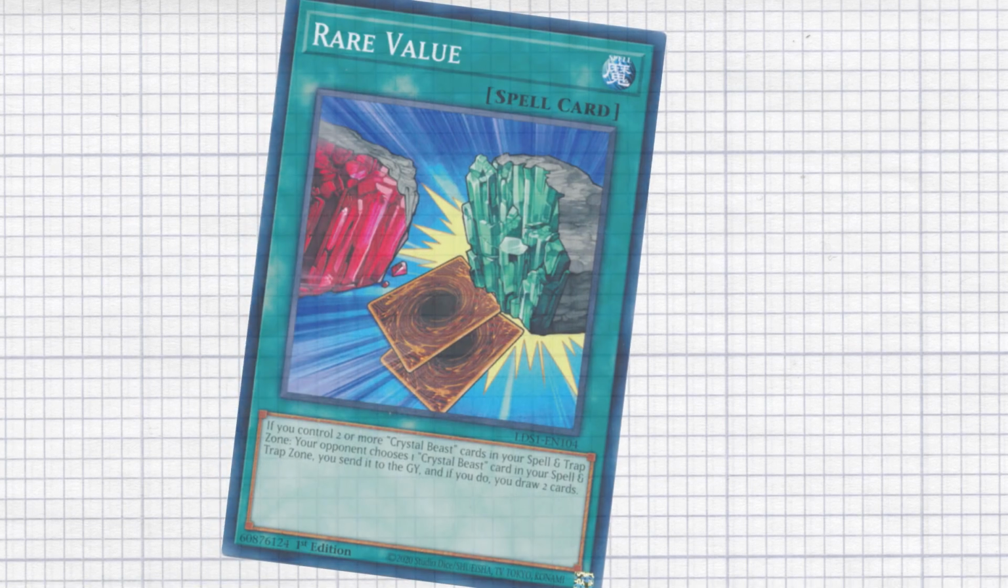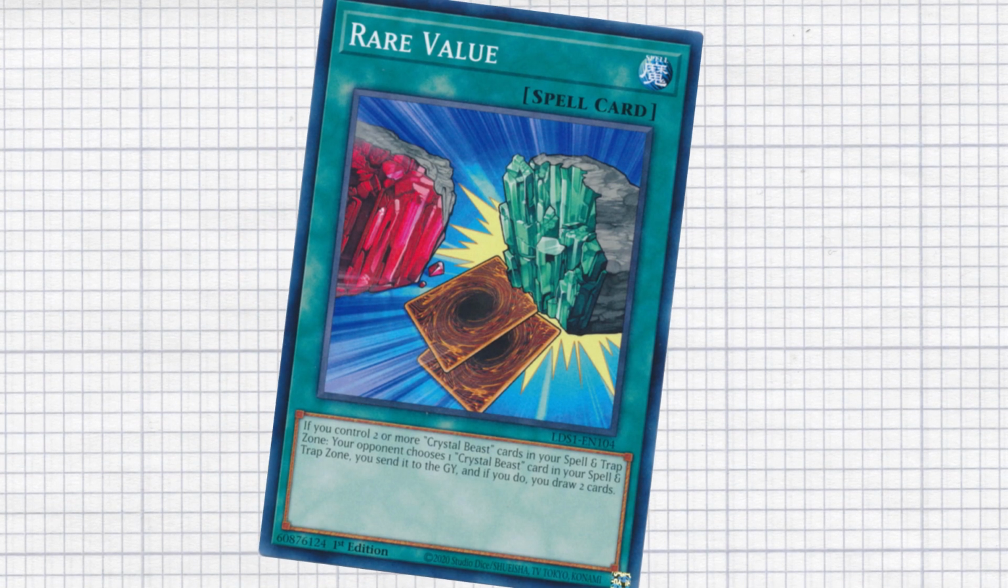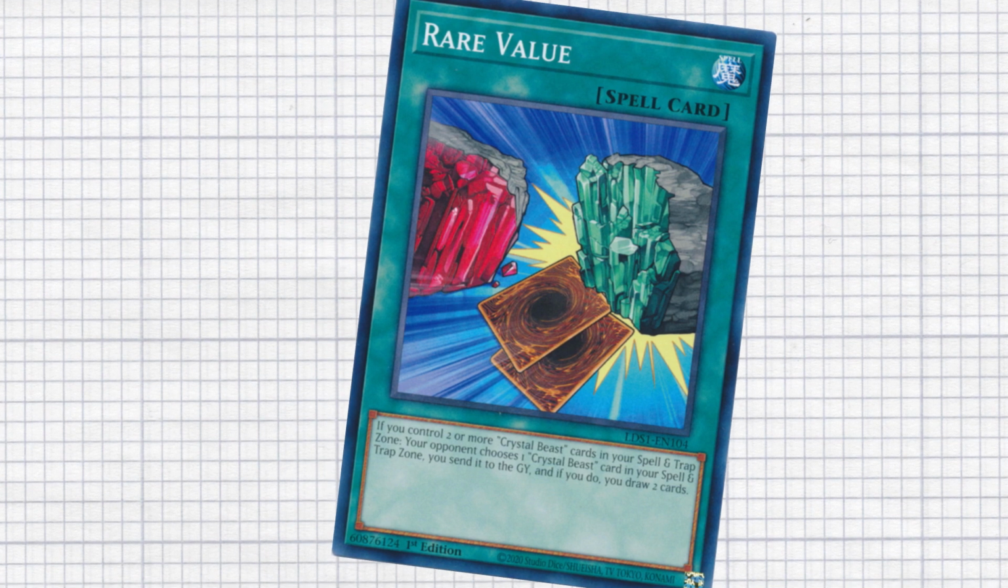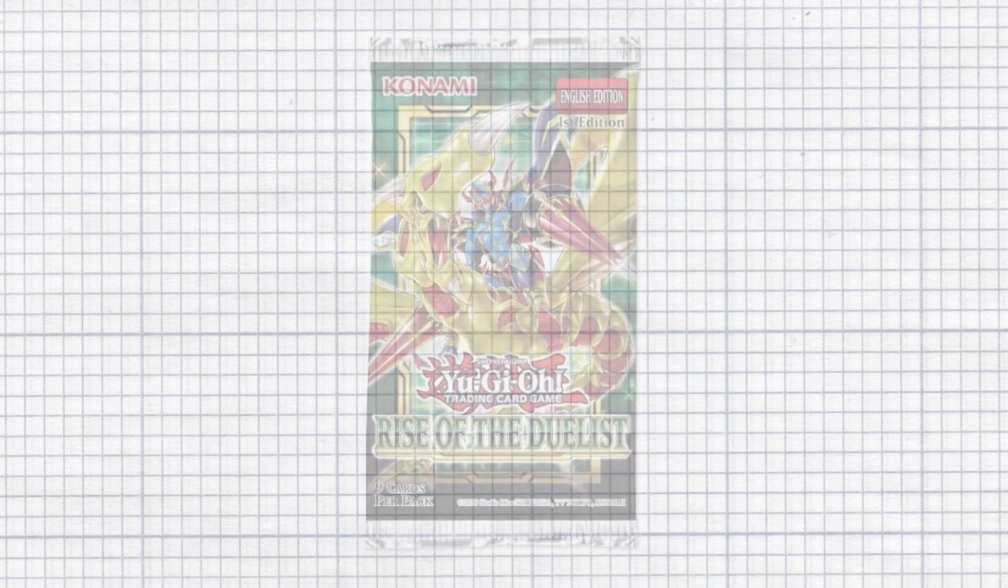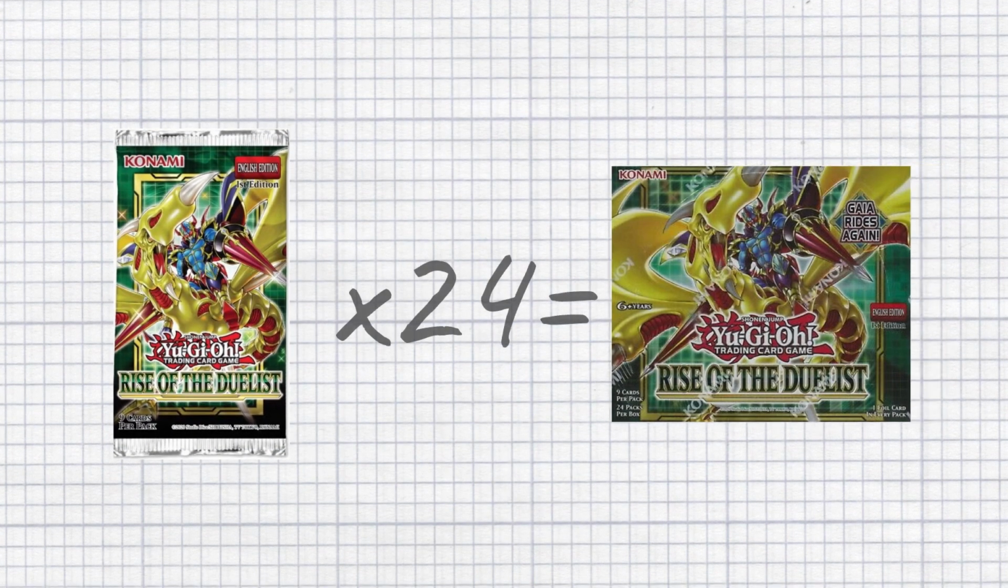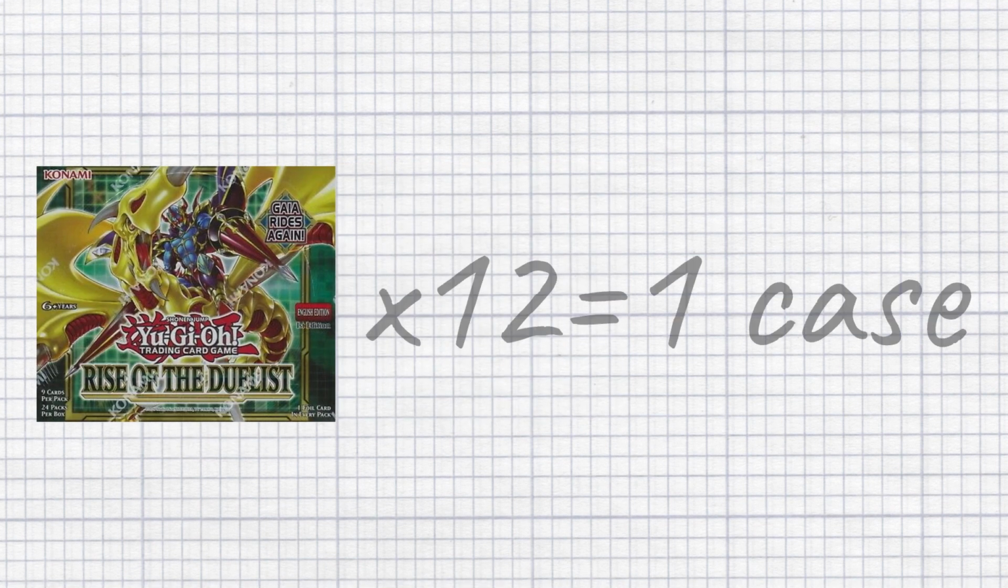In any trading card game, some cards are going to be rarer than others, and that's ultimately decided by how many are printed in proportion to other cards and how those cards are packaged. Taking Yu-Gi-Oh! as an example, you buy booster packs. These packs come in boxes of 24 in most cases, but then those boxes come in cases of 12.